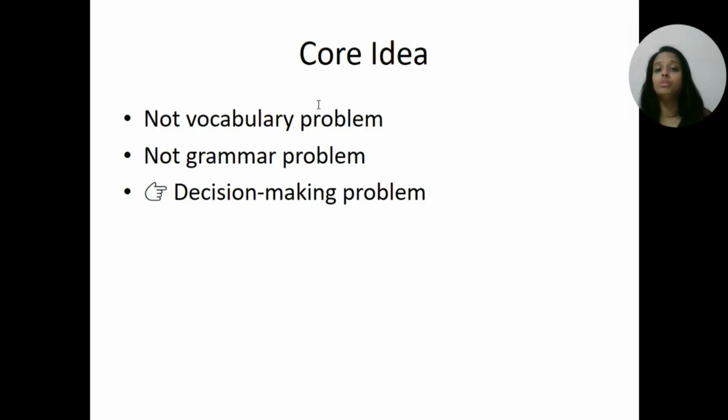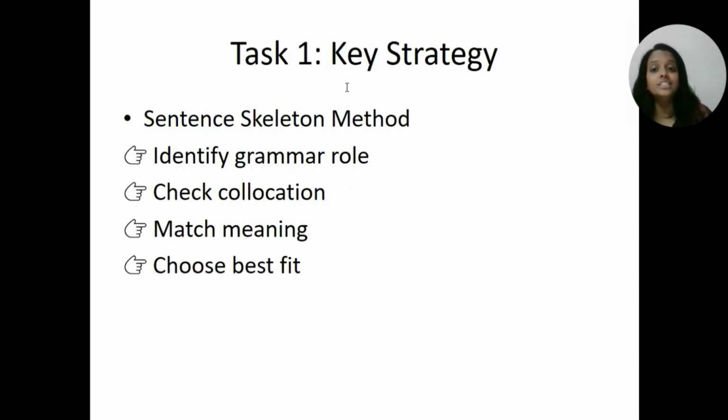Because sometimes all four options may look familiar. Sometimes two options may even look grammatically possible. But only one option will actually complete the sentence in a way that sounds correct, precise, and natural. So for this task, I want you to stop looking at the blank as an empty hole. Start looking at it as a part of a structure. So I call this the sentence skeleton method.